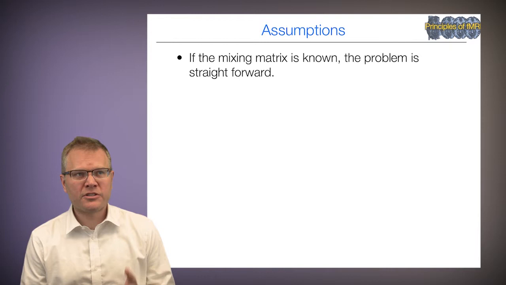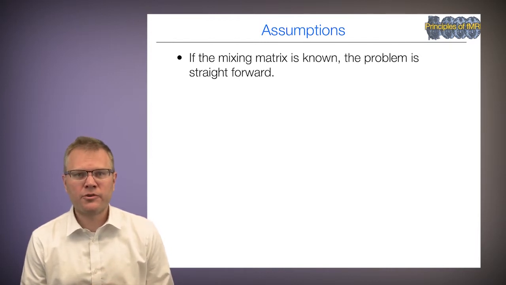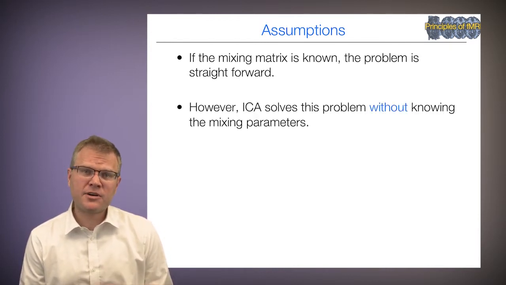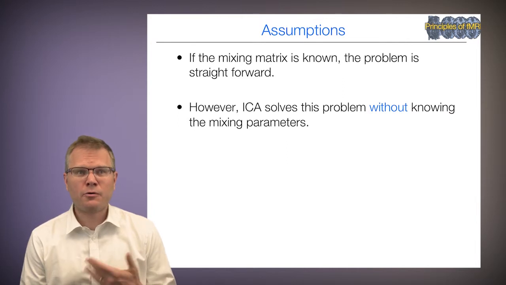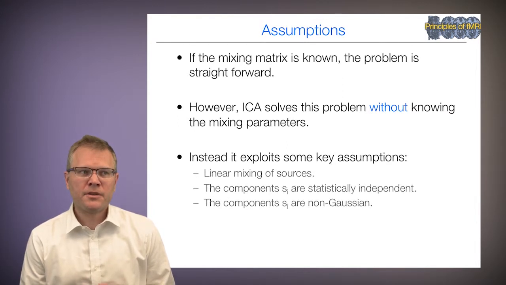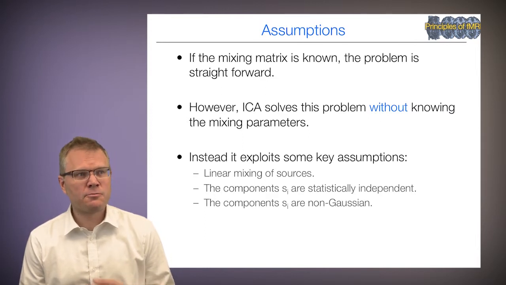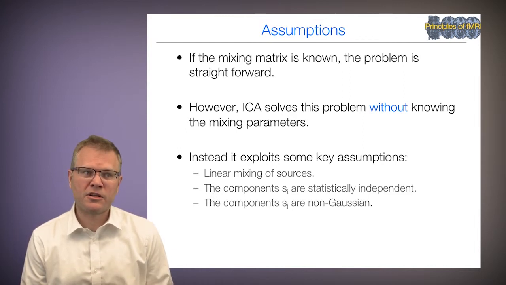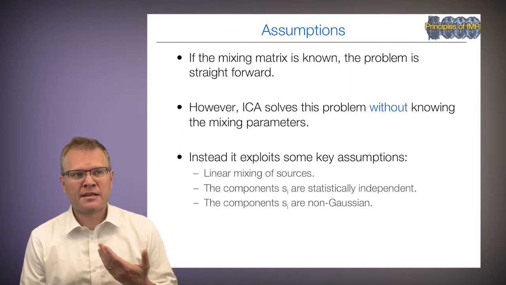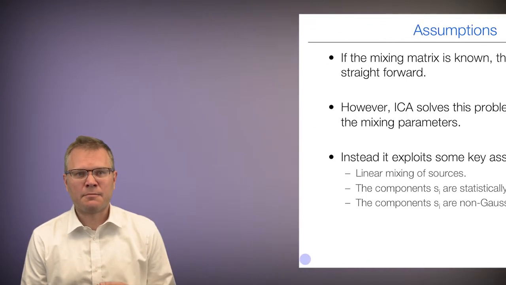If the mixing matrix is known, the problem is straightforward and almost trivial. However, ICA tries to solve this problem without knowing the mixing parameters. Instead, it exploits some key assumptions. First, it assumes that there's linear mixing of sources. Then it assumes that the components Si are statistically independent of one another. And it assumes that the components are non-Gaussian, or at most one can be Gaussian.